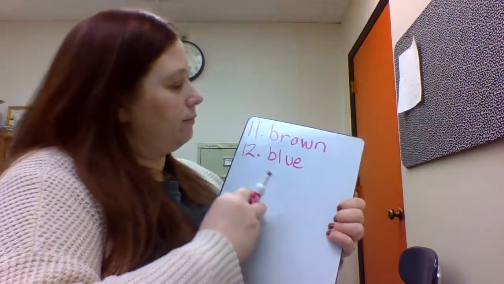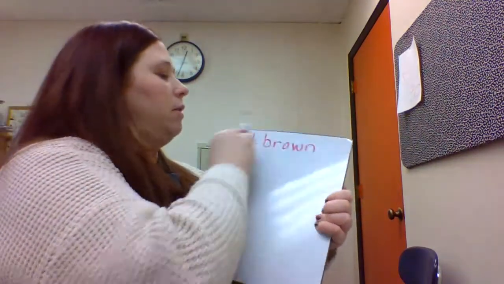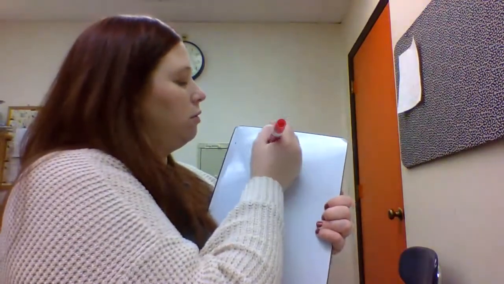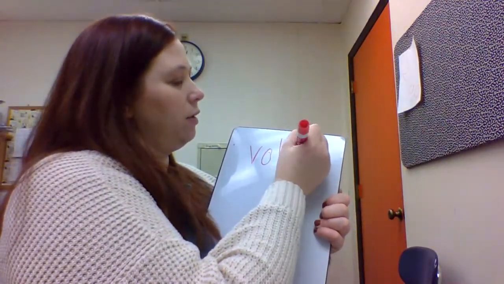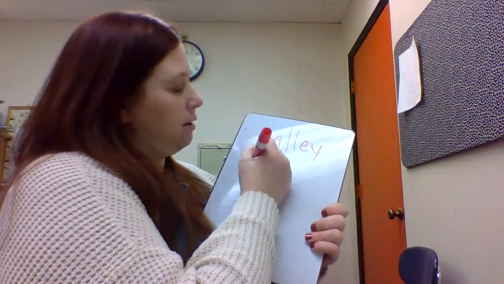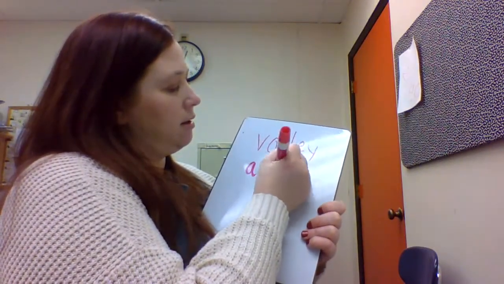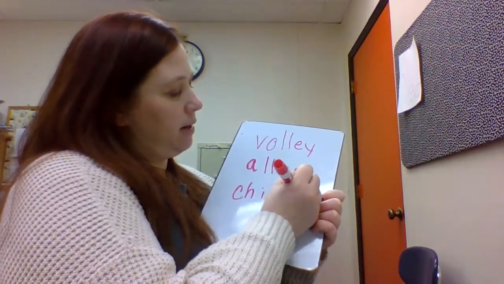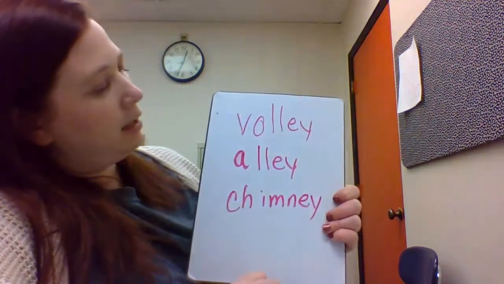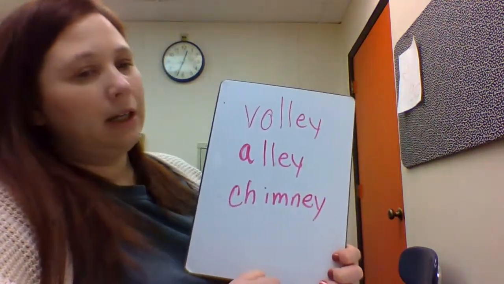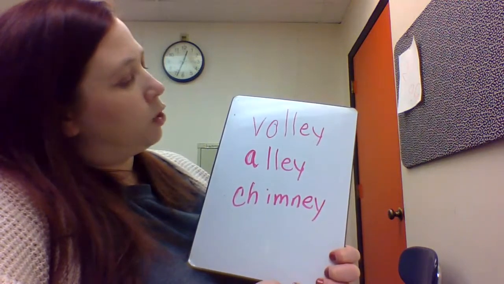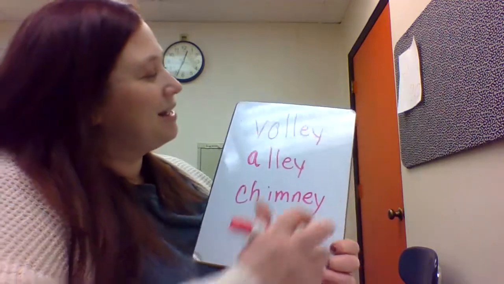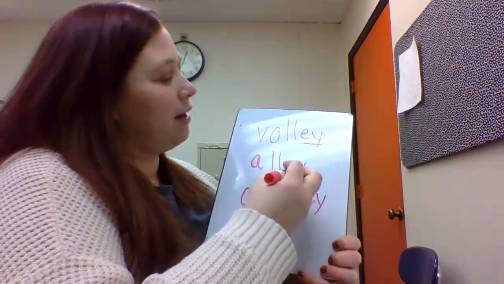All right. Let's move on to our new digraph we're learning. All right, we have volley, alley, and chimney. What do you hear at the end of each of those words? That E sound, right? This is going to be a new way to spell E. So we have EY. This is a digraph.